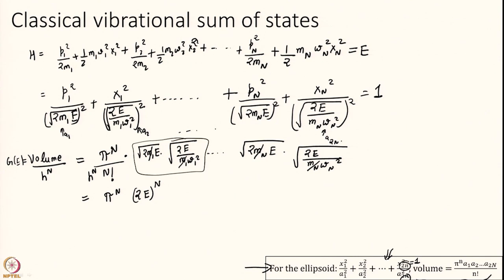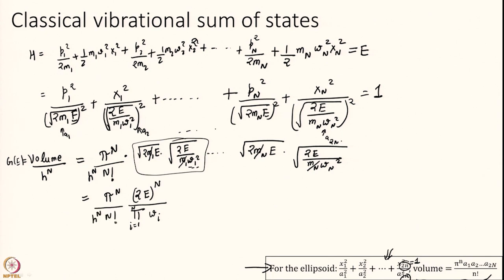So, 2e to the power of n divided by the product of omega I. Okay, so, I have omega 1 square here, square root is omega 1, and it is simply a product. Divided by h to the power of n, n factorial.